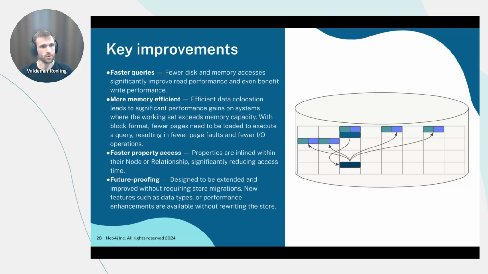We get faster property access as well. Inlining the properties allows you to do that extra property filter in your query at basically no cost. In the legacy formats, this could kill the performance of a query, but here it doesn't cost that much.